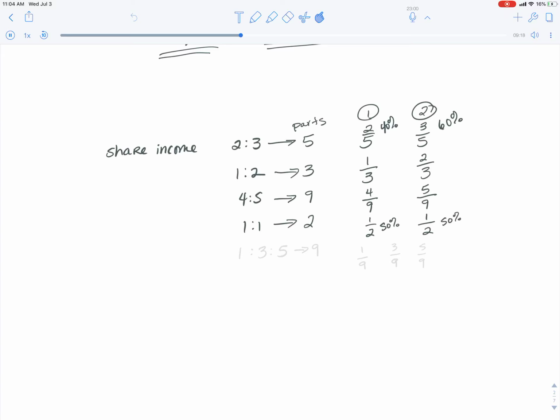You can also have more than one partner. So you could say partners share 1 to 3 to 5. So there's 3 partners, 9 parts. 5, 6, 7, 8, 9. So one partner would have 1/9. One partner would have 3/9. One partner would have 5/9. So that's how you work out the sharing in percentages when you run across that in a question.